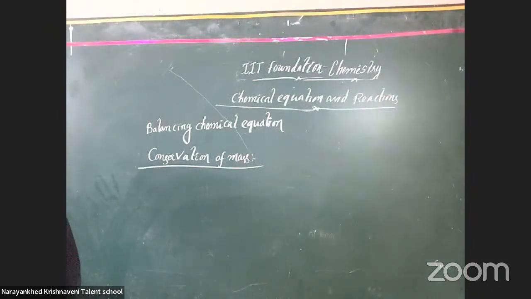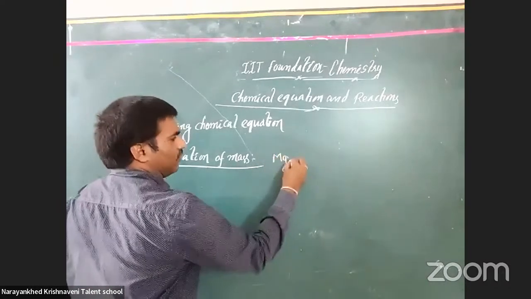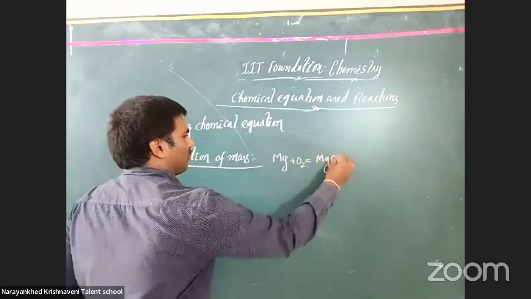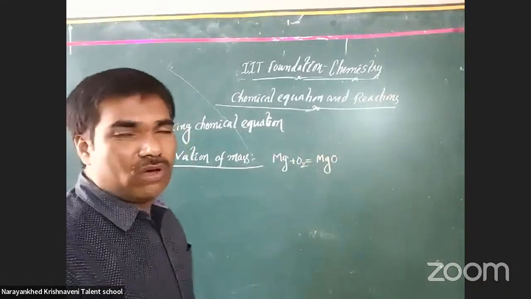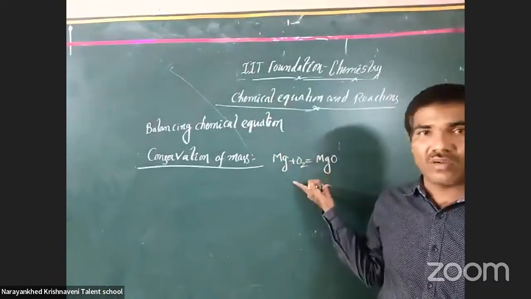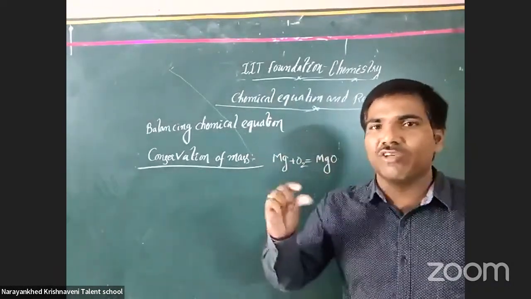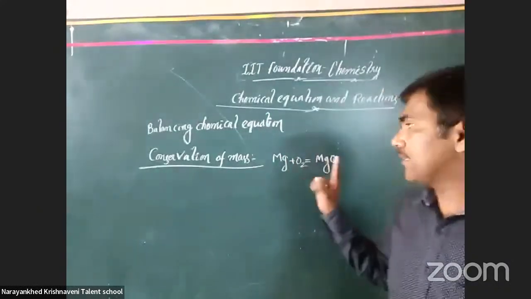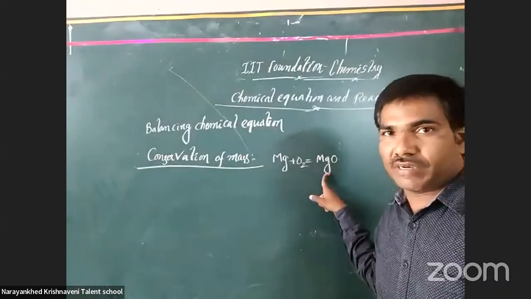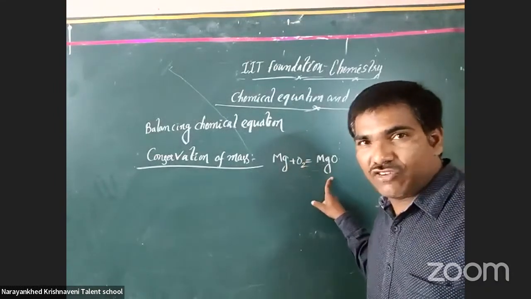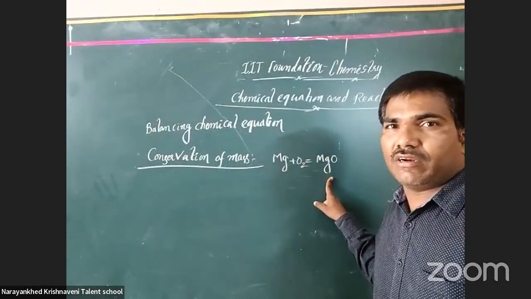Now, suppose you have taken an equation. What is the equation? Magnesium combines with oxygen, and the formula is magnesium oxide. At the time of Diwali, when you burn a cracker, this is the chemical change. Yes, we use magnesium powder in our crackers. When we burn it, we get magnesium oxide. Magnesium combines with oxygen and is converted into magnesium oxide. I hope you got it, all the students.